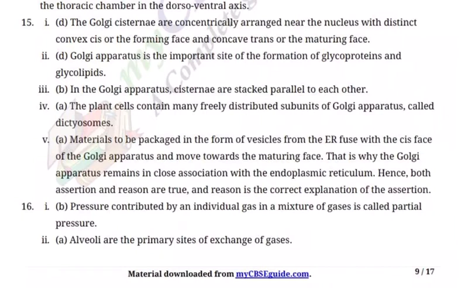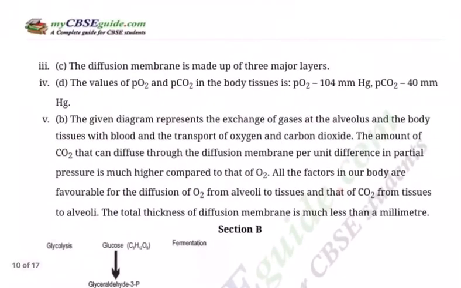Question 1. Pressure contributed by an individual gas in a mixture of gases is called partial pressure. Question 2. Dash are the primary sites of exchange of gases. Of course, we know alveoli, those holes present in the lungs, alveoli. Question 3. The diffusion membrane is made up of dash major layers. Of course, all of us know again it's made up of 3 major layers.